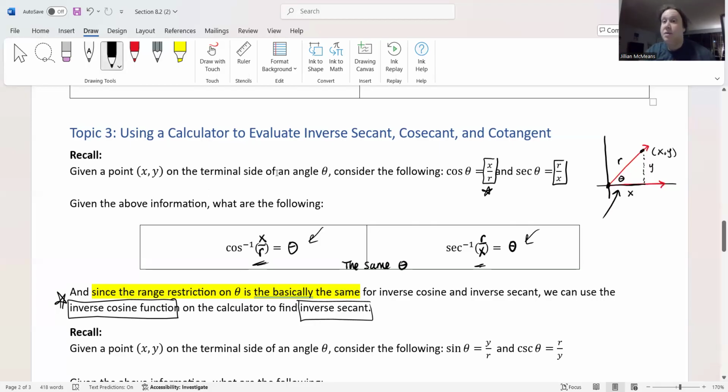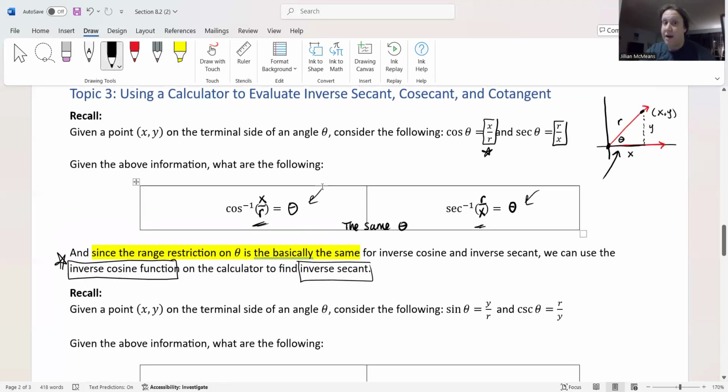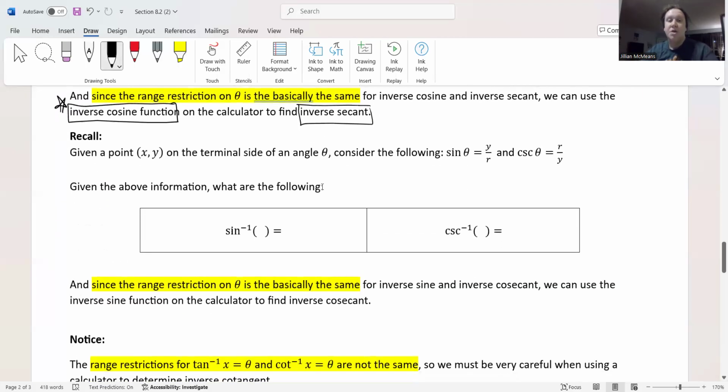Okay, now let's do the same thing, but let's talk about sine and cosecant. Again, given a point (x, y) on the terminal side of an angle theta, consider the following.